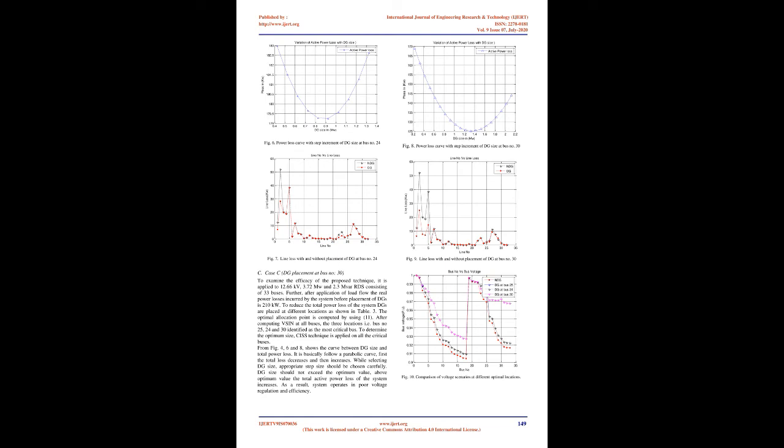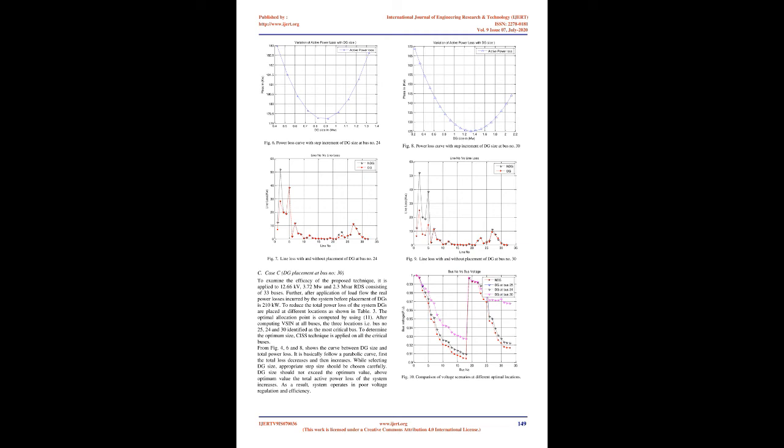Case A, DG placement at bus number 25. In this case DGs are connected at bus number 25. From Fig 4 it is noticed that the active power loss of the system increases when the DG size increases beyond an optimum point. The optimal point is calculated based on values of the voltage stability node indicator, which is shown in Table 2.